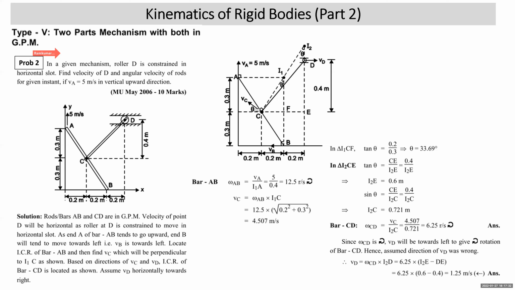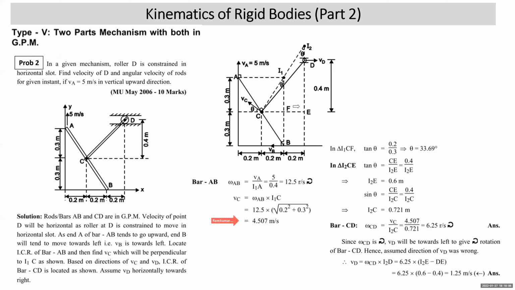Now, to find the velocity of point C, it should be joined with ICR I1. Velocity of point C is perpendicular to I1C, so as to give clockwise rotation. Velocity of point C is omega AB into I1C. Omega AB is 12.5. I1C is this length: square root of 0.4 squared plus 0.2 squared. This gives 4.507 meter per second.